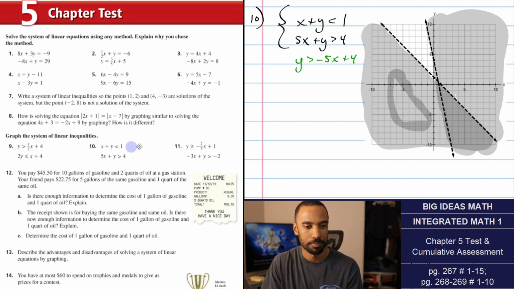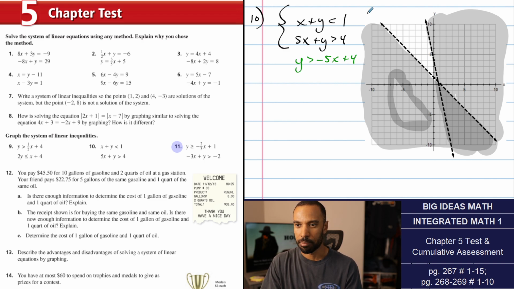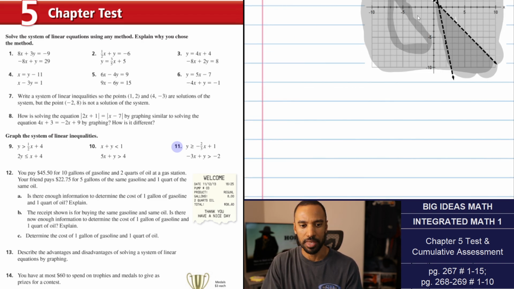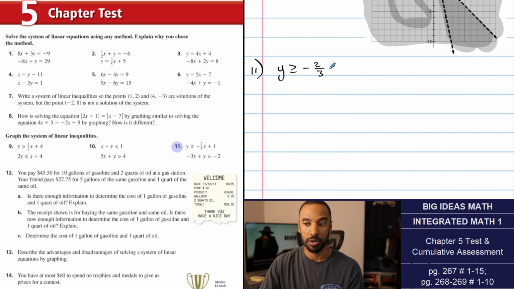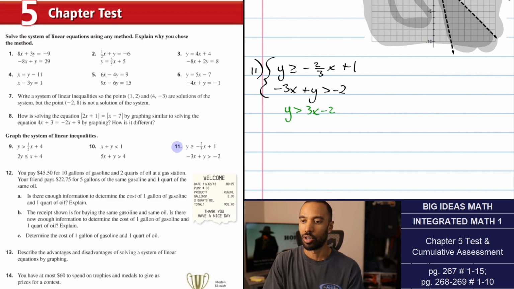Okay, number 11. I'm going to put them both in slope-intercept form. I expected some of these to give negative y values, where we had to divide by a negative, which means we had to flip the inequality. That's not going to be the case here on the bottom. On the bottom, I'm going to rewrite this as y is greater than 3x minus 2. Let's go ahead and graph both of these.